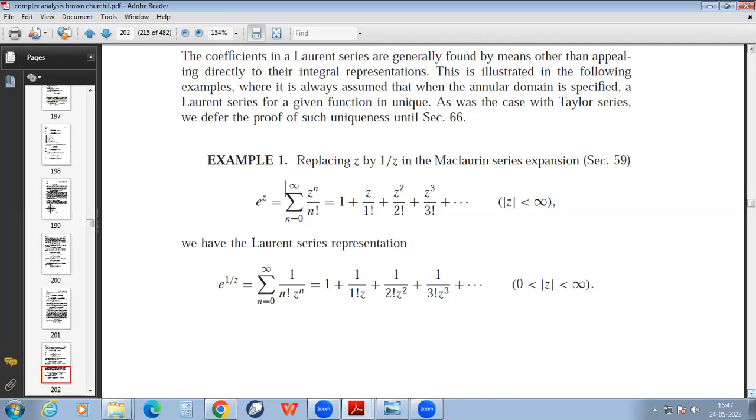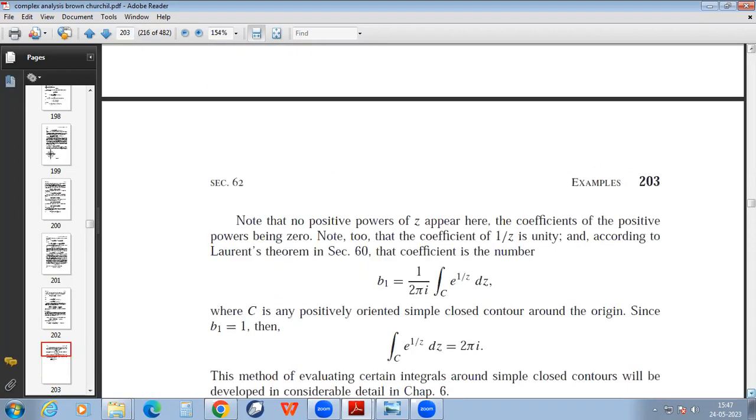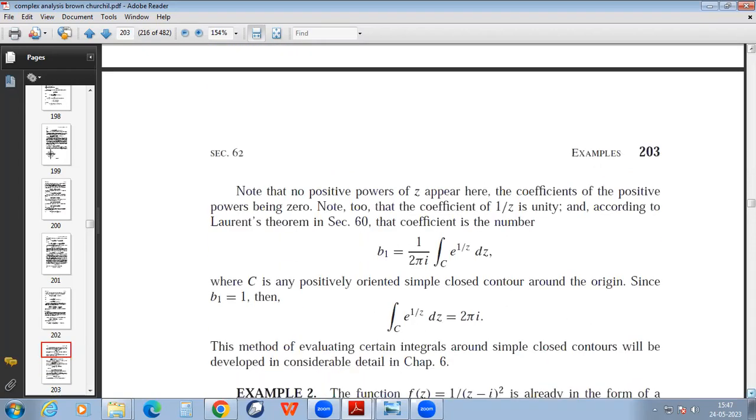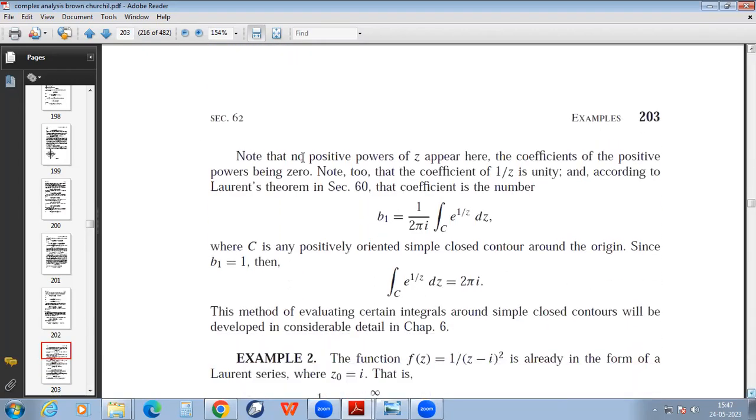Yes, ma'am. Now here let us see. No positive powers of z appear here, the coefficients of the positive powers being 0. The coefficient of 1 by z is unity. You can check it.